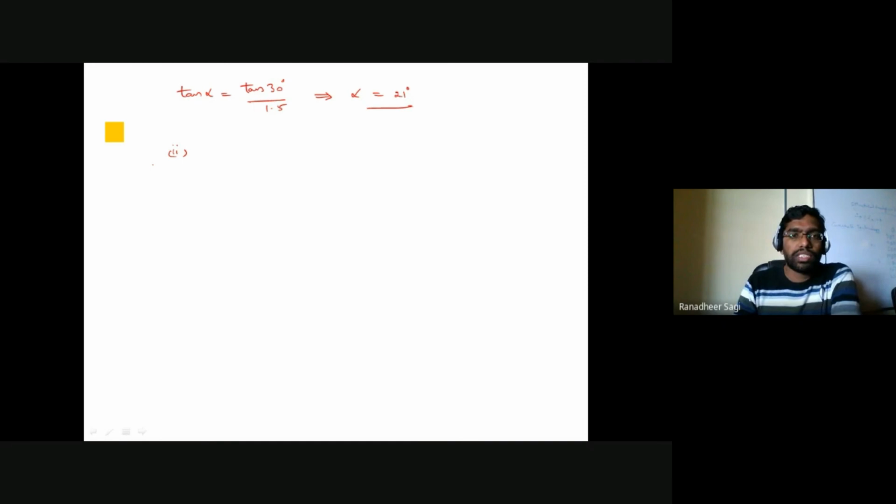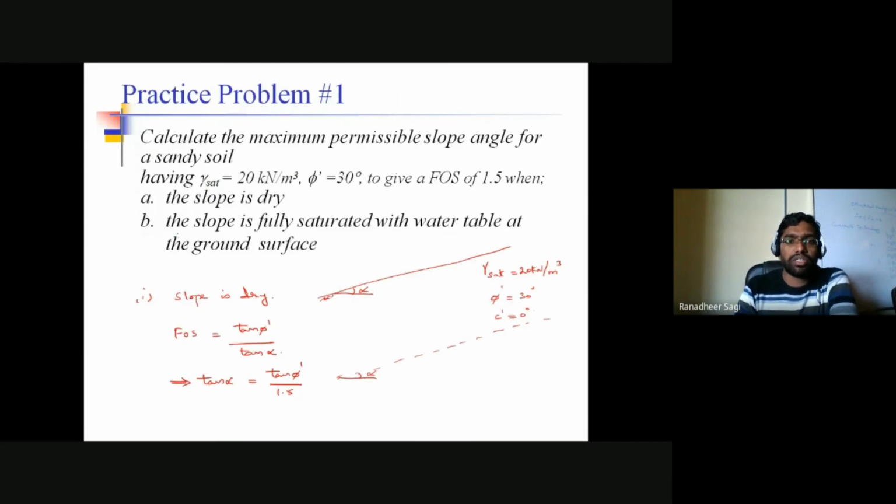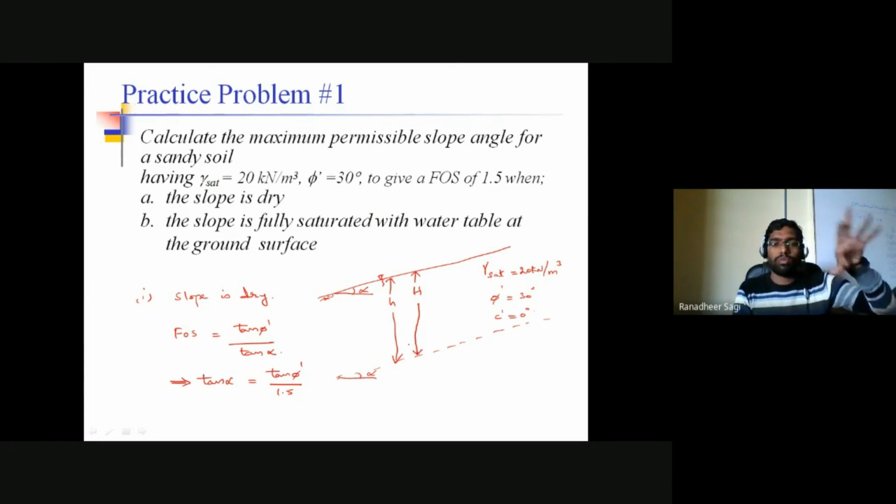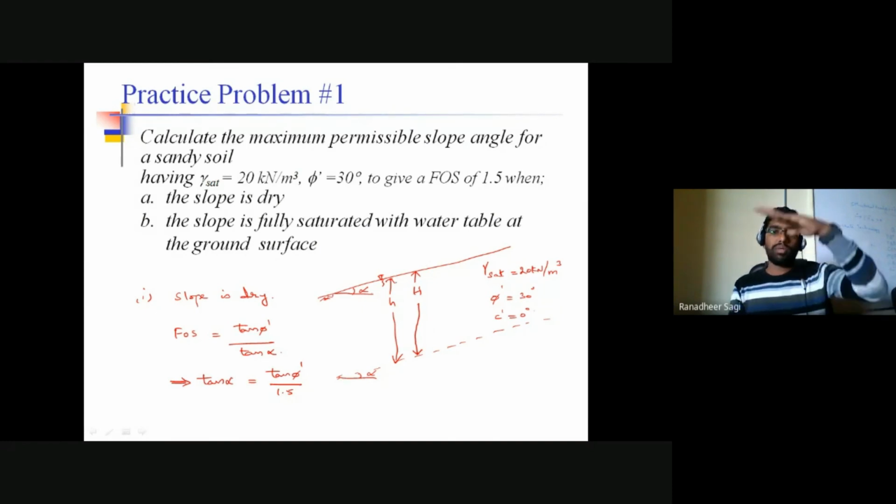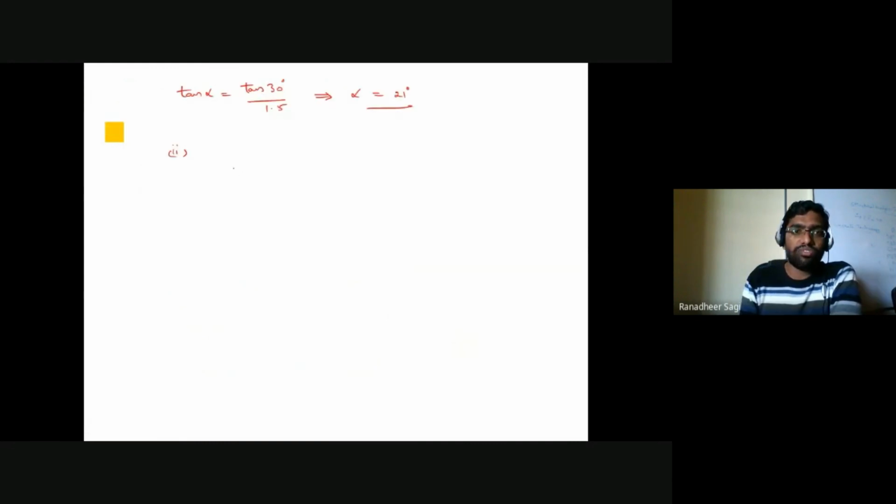And coming to your second condition, what is the second condition referring to? The slope is fully saturated with the water table at the ground surface. So in case 2, we are saying that the water table is at the ground surface. If you can recall, from the failure surface, the height at which your water table exists is h. And we have also said that the depth of the soil layer in which we are doing this infinite slope analysis is capital H. So your small h is equal to capital H because the water table is at your ground surface.